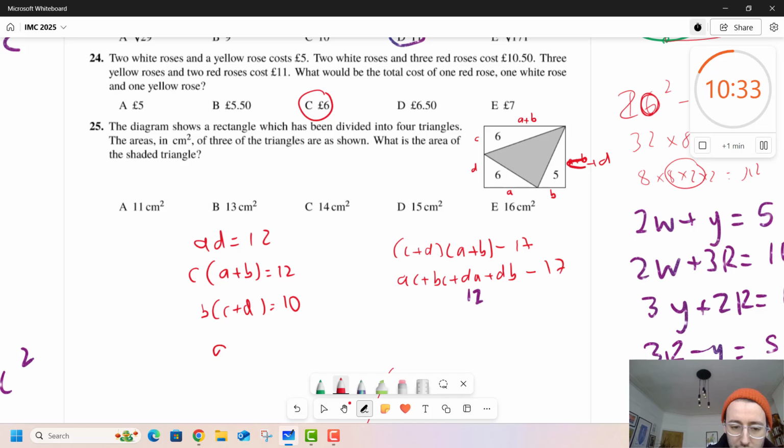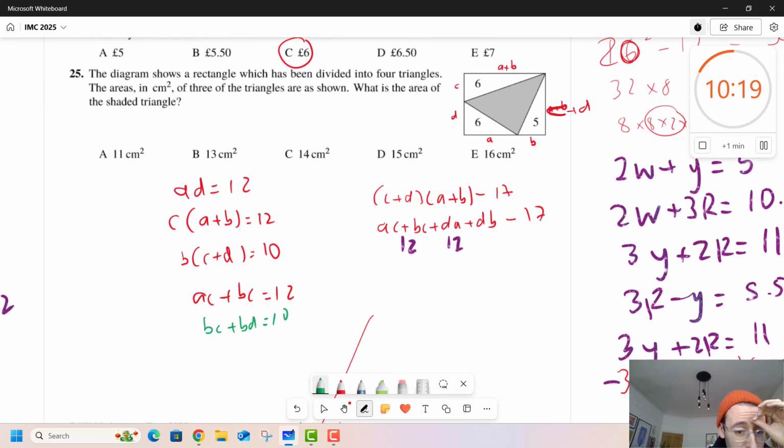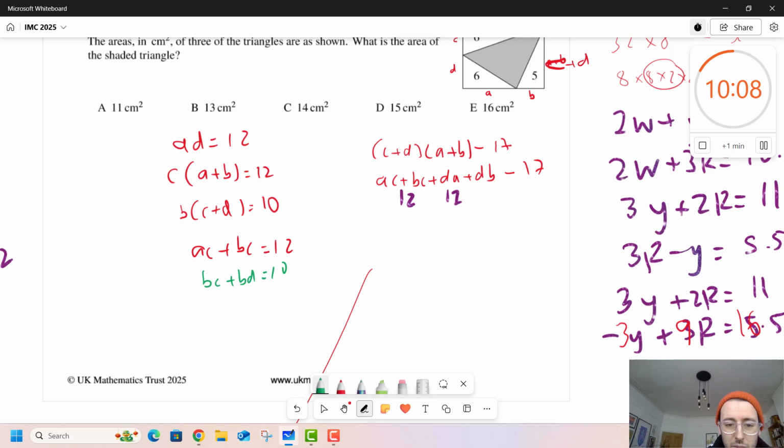And we also know that AC plus BC is 12. And BC plus BD is 10. So this plus this is 10. Okay, one sec. We've got AC plus BC is 12. BC plus BD is 10. We've got AD is 12.